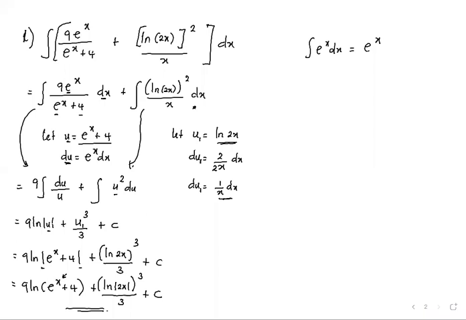Now let's do k. We have the integral of x squared multiplied by cos of x^3 plus 2, minus x squared multiplied by e to the power x^3 plus 2, dx.